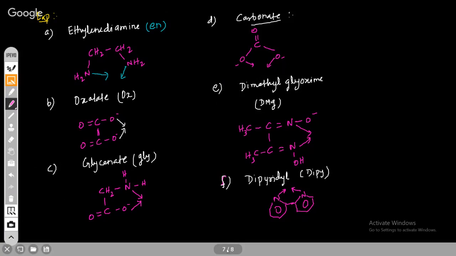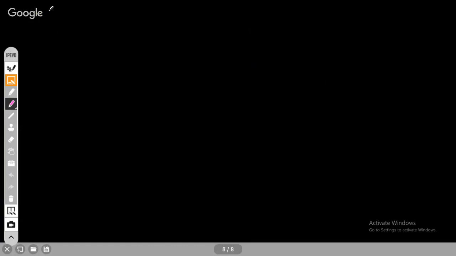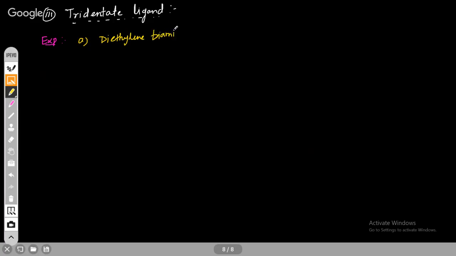Okay. Next one you see. The third type, which is tridentate ligand. Tridentate ligand means the ligand whose denticity is 3. So we'll have 3 donor atoms here, correct? For tridentate ligand, the first example we have is diethylene triamine. In short we write it as DIEN.